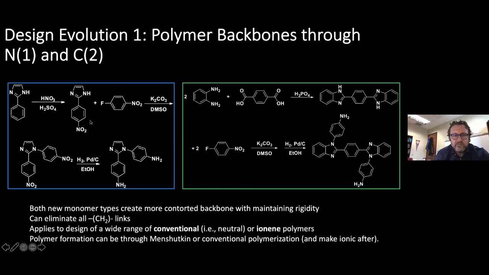We're also thinking about how we can make ionenes from materials that have reactivity at both positions. Normally we do everything at the nitrogen N1 position, but because imidazole is so versatile, we can buy other imidazoles. Here we can take 2-phenylimidazole and nitrate it to make the nitro, and couple that to another aromatic nitro. Now we can make a monomer with two amine groups on one imidazole, which allows us to do different types of polymers.